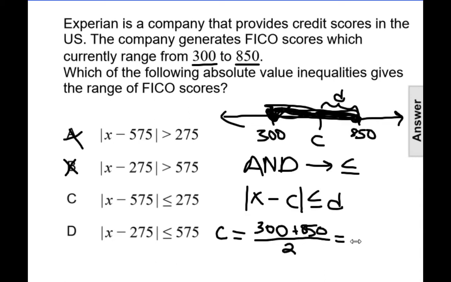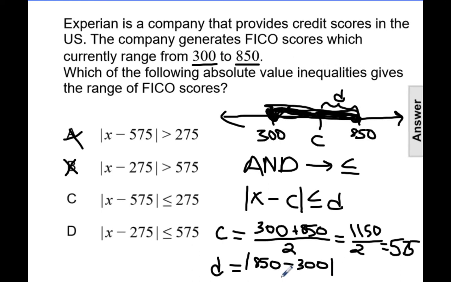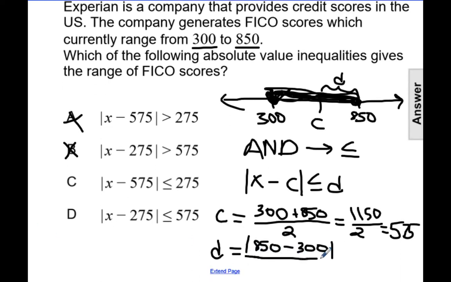So 300 plus 850 is 1,150 divided by 2. So 1,150 divided by 2 gives us a center of 575. Now we need our distance. So our distance is going to be the absolute value of the difference between our two endpoints. So we'll have the absolute value of 850 minus 300 divided by 2.